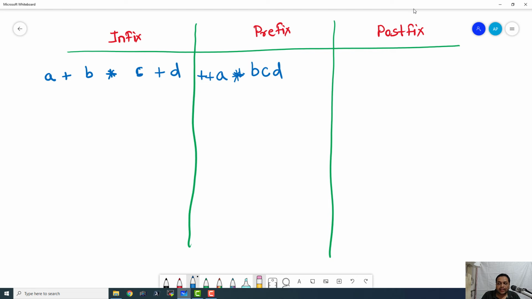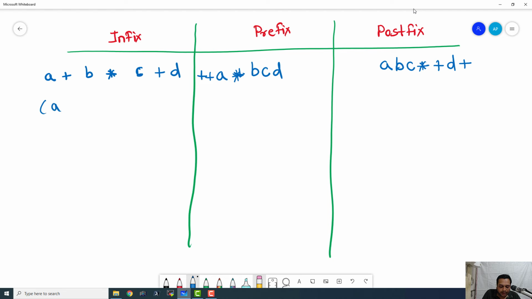Now we can write the postfix similarly. We have to write B, C and multiplication symbol. Then we have to say A and addition symbol and D and addition symbol. So this is the postfix of this entire expression. Now let us have a look at an expression with parenthesis, and that is going to be very, very interesting. We will have a look at the same expression and we are going to add parenthesis here.